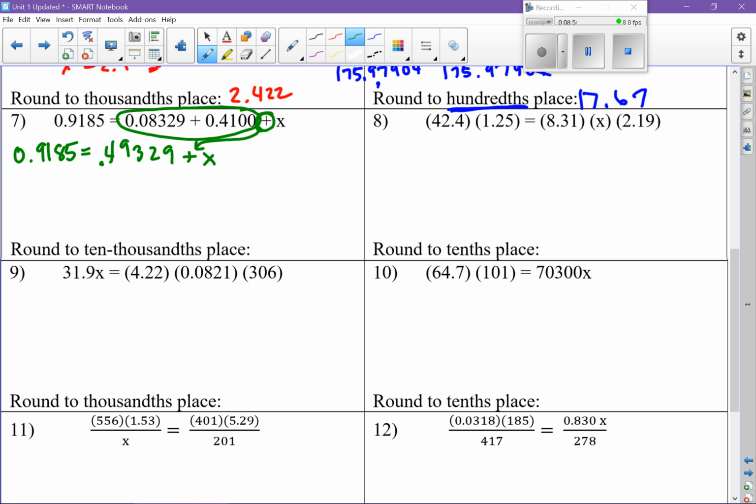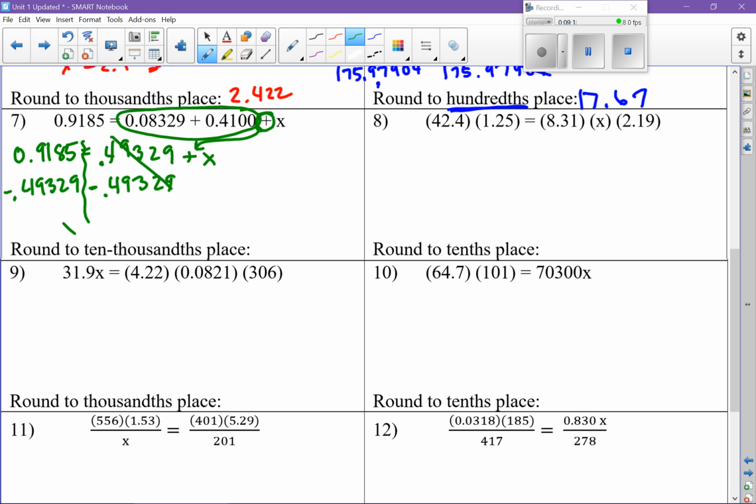Okay? In order to get x by itself here, some of you might remember the river, right? I want to move this number across the river. The opposite of addition is subtraction. So I'm going to minus that decimal on both sides.